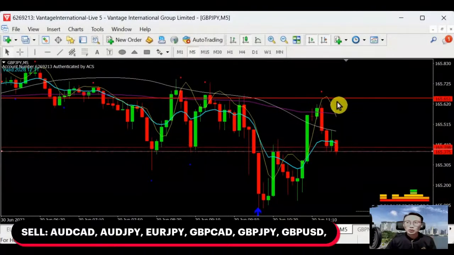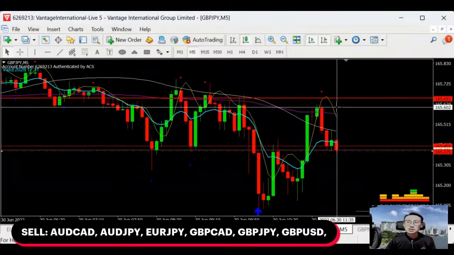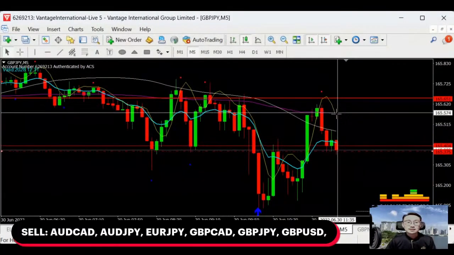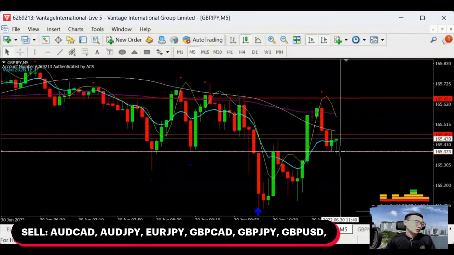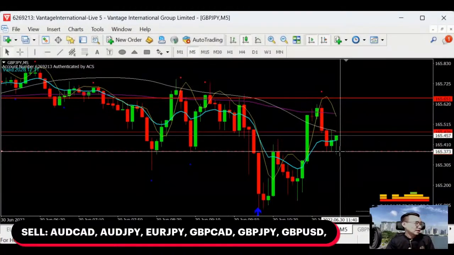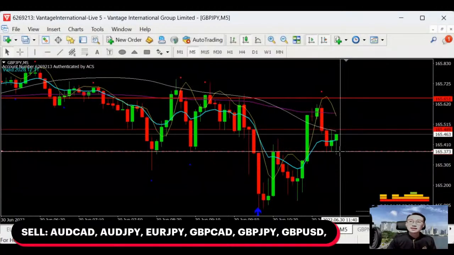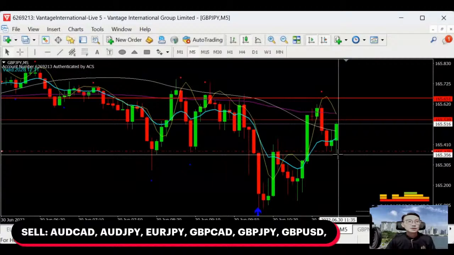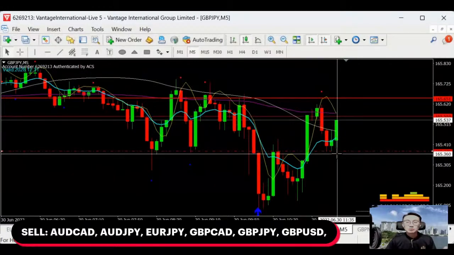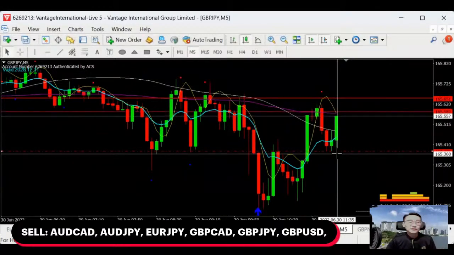Although we can set the entry here and start selling, we don't need to set our TP right here. For people who are scalping, I guess it's okay to set the TP over here. So when it comes here, you hit your TP. That's totally fine as well.